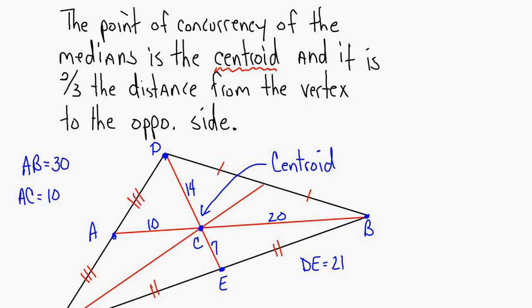Very good. Thanks. Okay, since there's three medians, write this down, please. The point of concurrency of the medians is the centroid. And it is 2/3 the distance from the vertex to the opposite side.